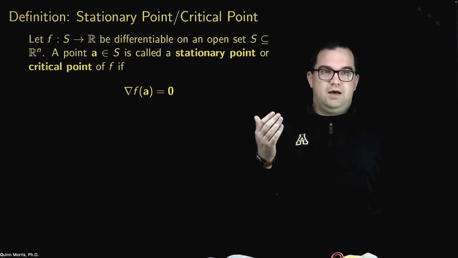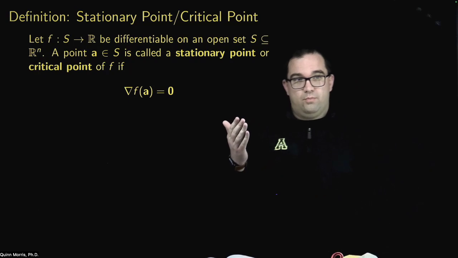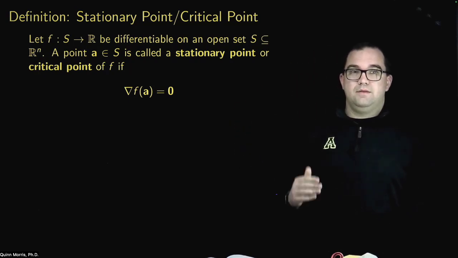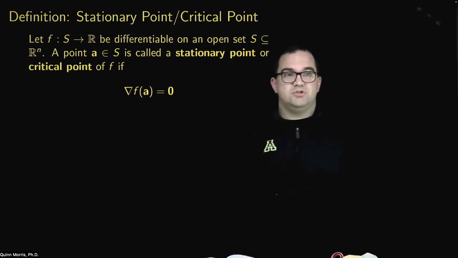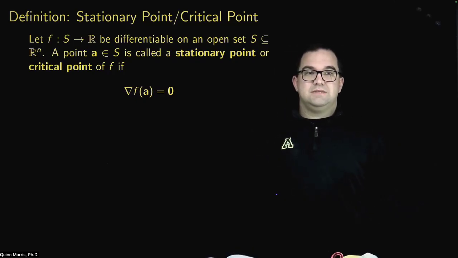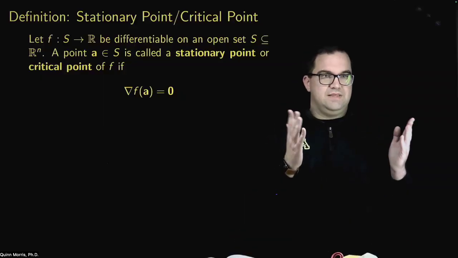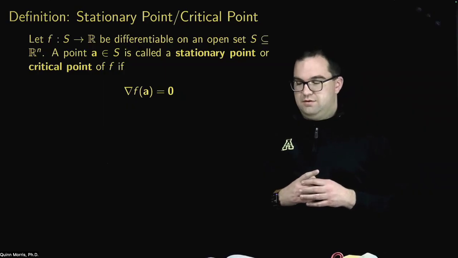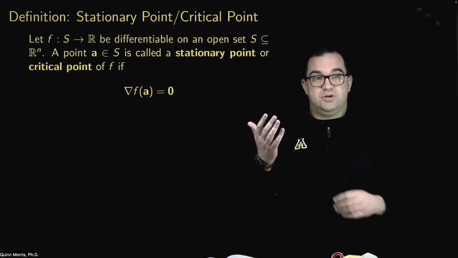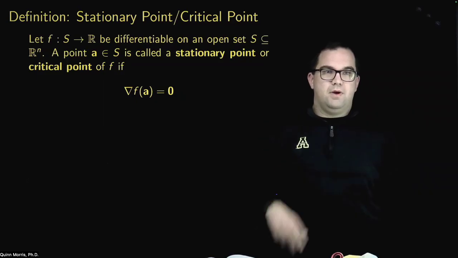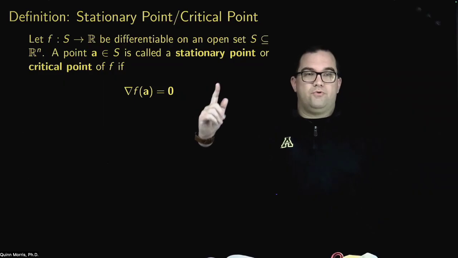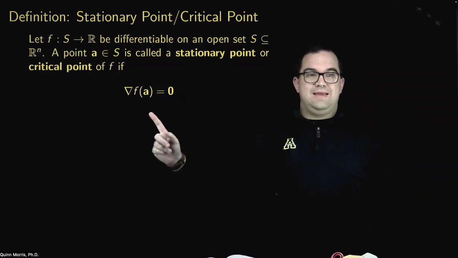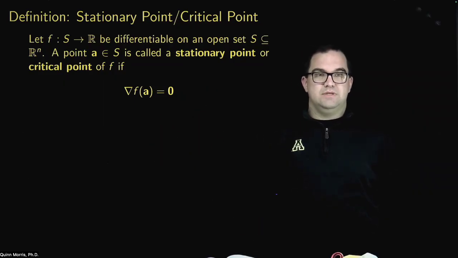Now, again, it's going to be nearly identical to a critical point from, say, Calc 1. But let f be a function which is differentiable on some open set S. A point a is called a stationary point or a critical point, so those mean the same thing. The Apostol text tends to use stationary point more often. I will probably use both. But a point a is called a stationary point or a critical point if the gradient of f at that point is equal to 0.